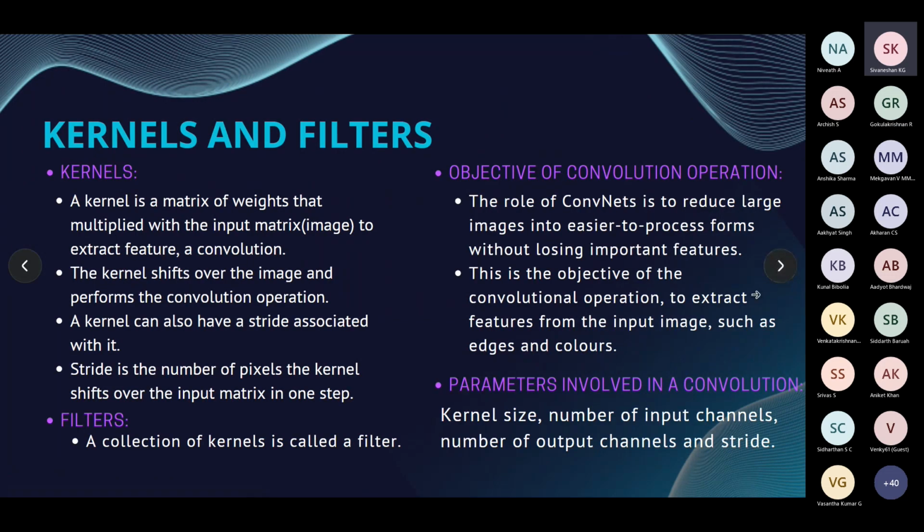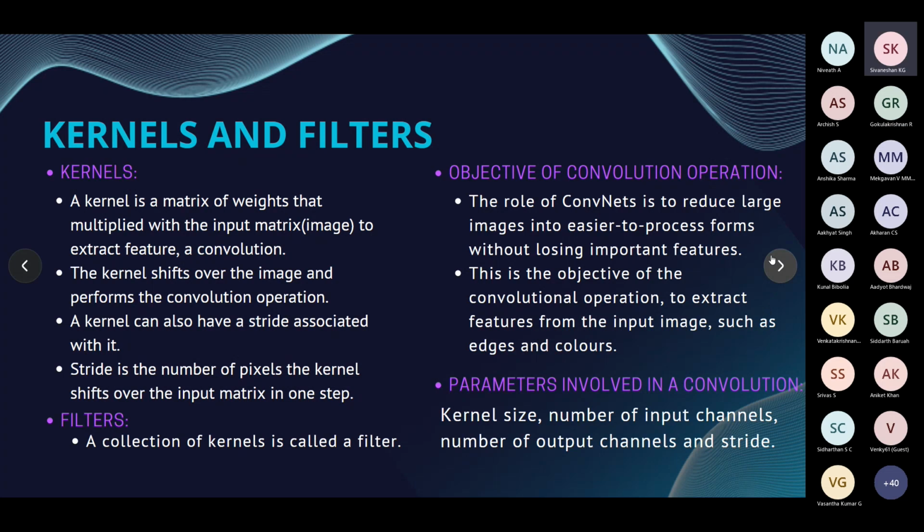Okay, so first, how do we do a convolution operation? We do convolution operations by using a kernel. A kernel is a matrix of weights, and the kernel shifts over the image as we do a convolution operation. A filter is a collection of kernels. The objective of doing a convolution operation is to reduce large images into smaller forms, and we also want to detect all the useful features in an image, like edges and colors and all that. So we can go to the next slide. We'll see how to do a convolution operation.